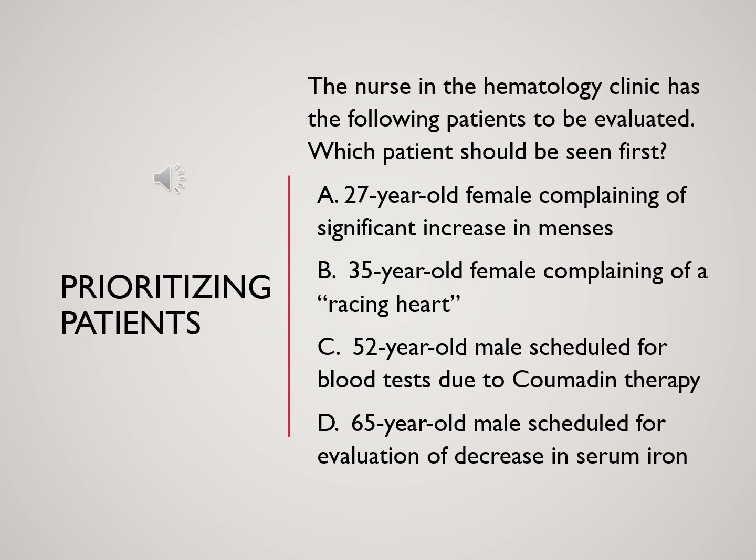The rationale is that the elevated heart rate is seen as a compensatory mechanism in patients with anemias or other hematological disorders, and this may affect that oxygen carrying capacity. So an increase in menses requires evaluation, but it's not the priority. Patients on Coumadin routinely come in for an evaluation of their PTT. So, unless they are complaining of increased bleeding, this wouldn't be a priority. And a slight decrease in serum iron is a normal finding in adults over the age of 60. So our priority is going to be the 35-year-old patient complaining of racing heart.